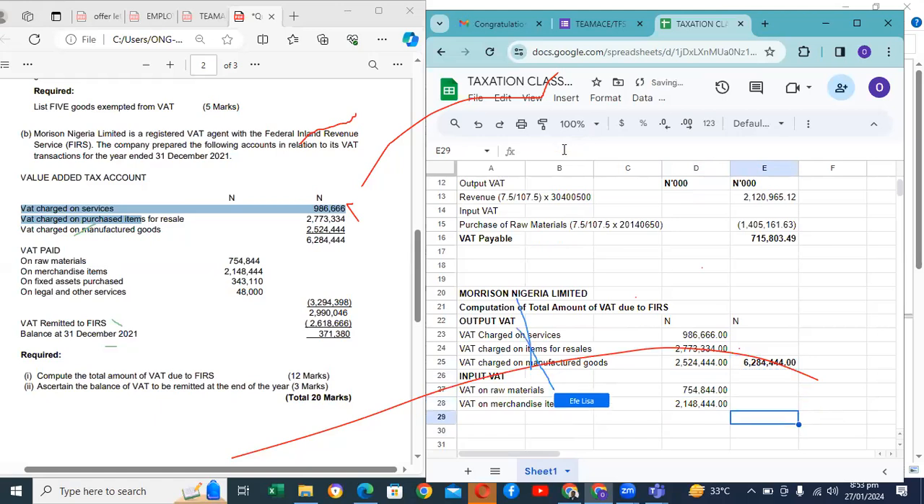I made a mistake. So, on fixed asset purchase, does it form part of input VAT? No. On legal and other services, does it form part of input VAT? No. Why does legal and other services not form part of input VAT? It's like audit. It doesn't increase sales. Not related to sales.